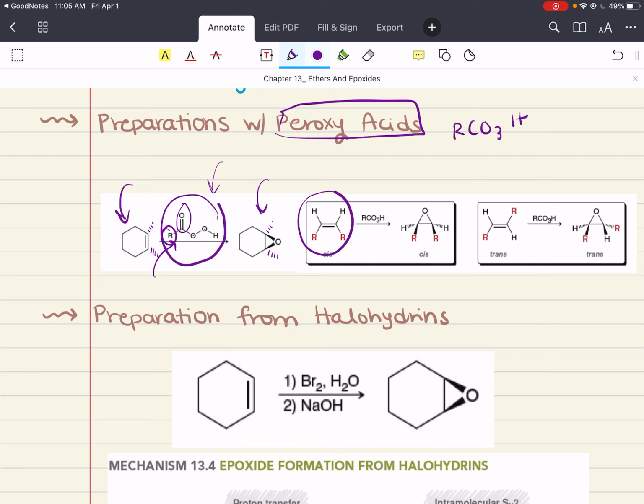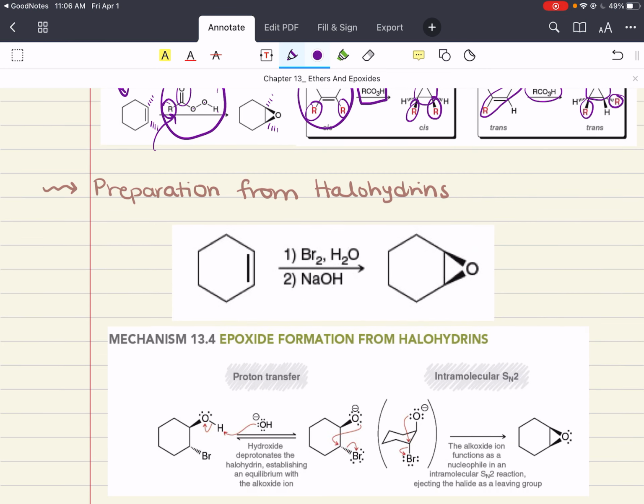If you're starting with a cis alkene, when you treat it with a peroxy acid, you're going to form an epoxide, but the R groups that are cis to each other remain cis to each other. If they were trans, when you treat it with peroxy acid to form your epoxide, then they are trans to each other. So make sure that you keep that in mind when you're drawing the final product for these kinds of reactions. Another preparation method is based from halohydrins.